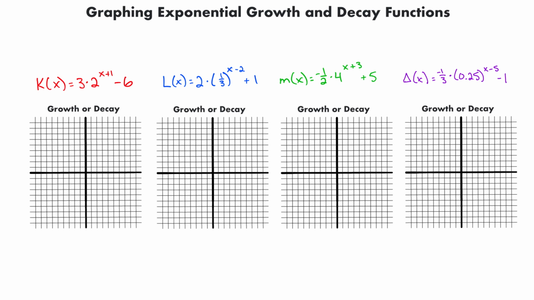So problem number 1, I have k of x equals 3 times 2 to the power of x plus 1, minus 6. I know because there's a plus 1 next to the x that we're going to move left 1. I know because I'm subtracting 6 at the very end, I'm going to go down 6. So we're going to go left 1, down 6. That'll be where the center goes. 1, 2, 3, 4, 5, 6 is right here.